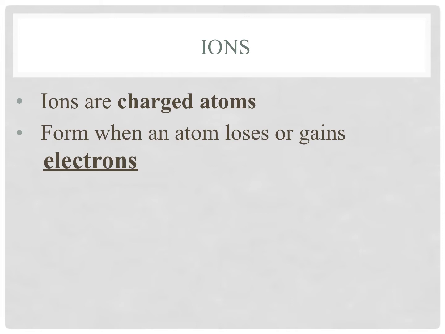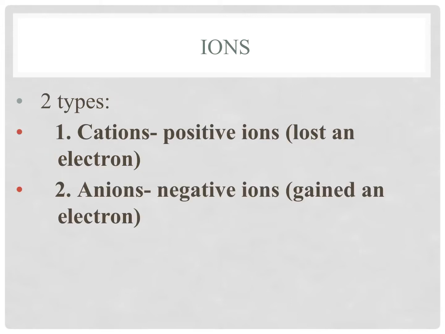So the whole reason atoms gain or lose electrons is to get 8 electrons in the outer shell. There are 2 types of ions. The first one is a cation. Everyone say cation. Cations are positive, and in order to have a positive charge, you have to lose electrons. So cations lose electrons. The second type is an anion. Everyone say anion. Anions are negative, which means they have to gain electrons.